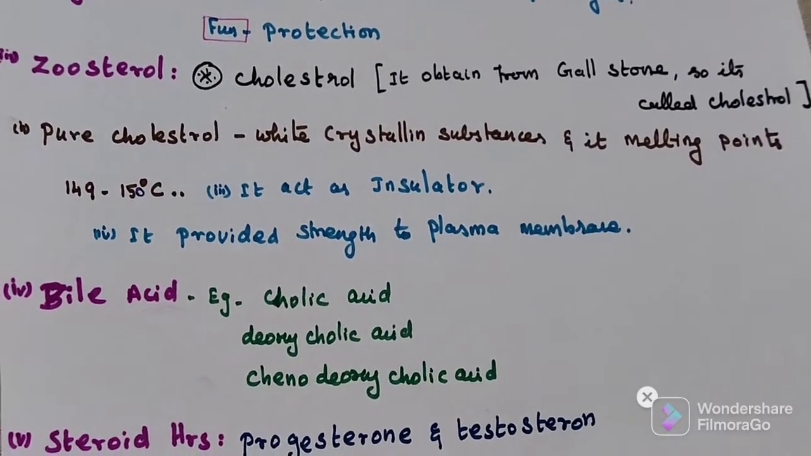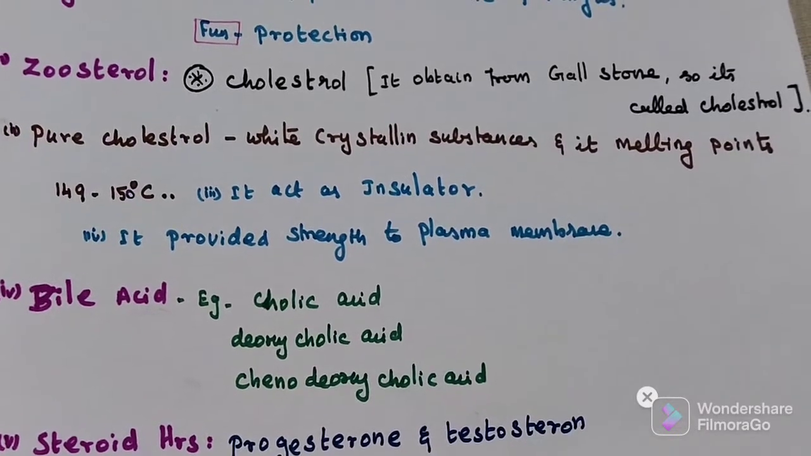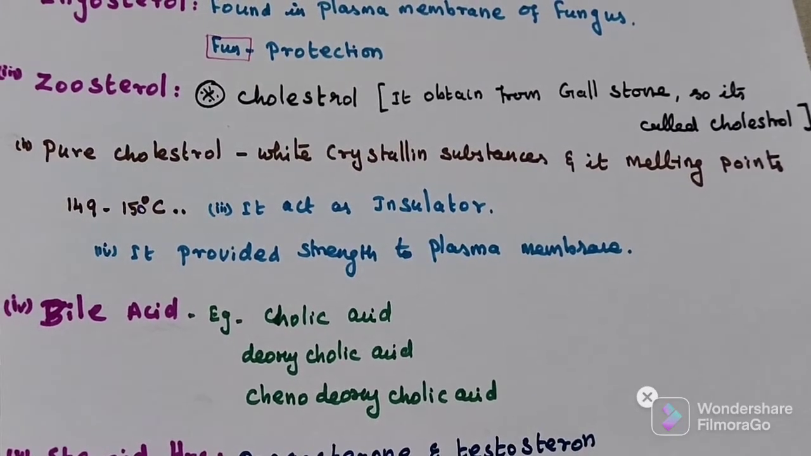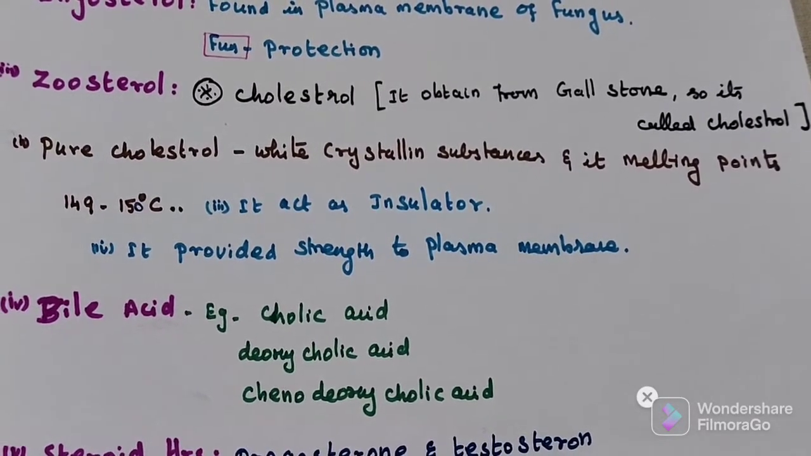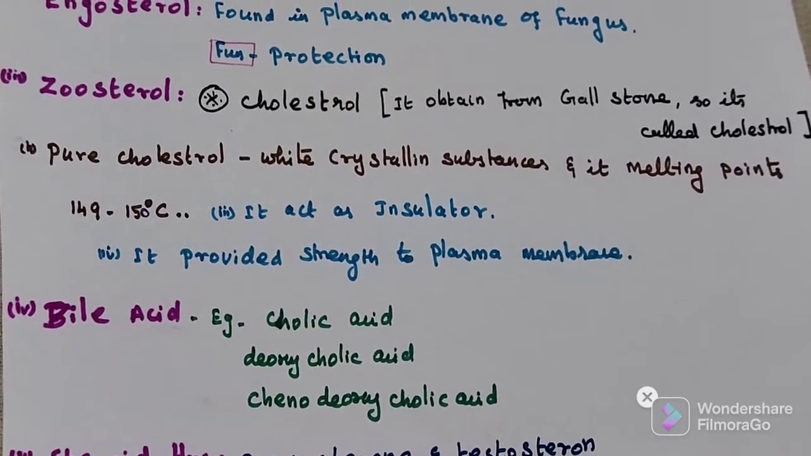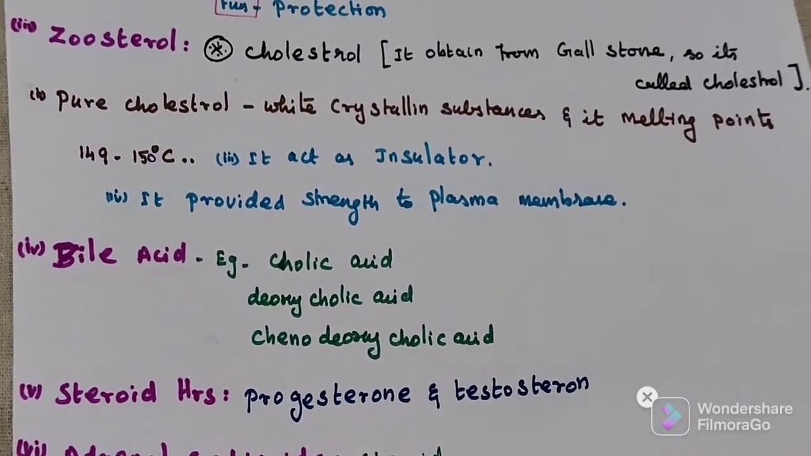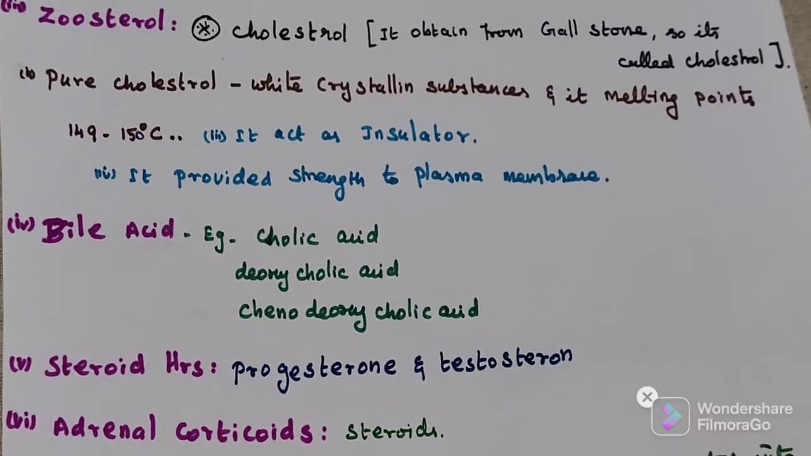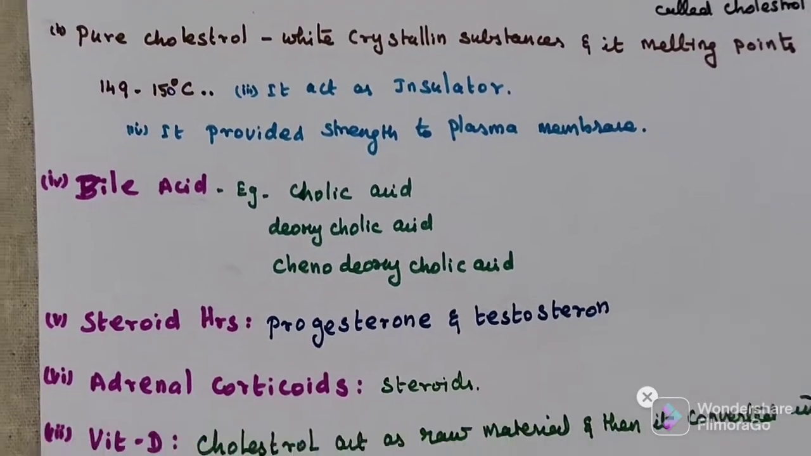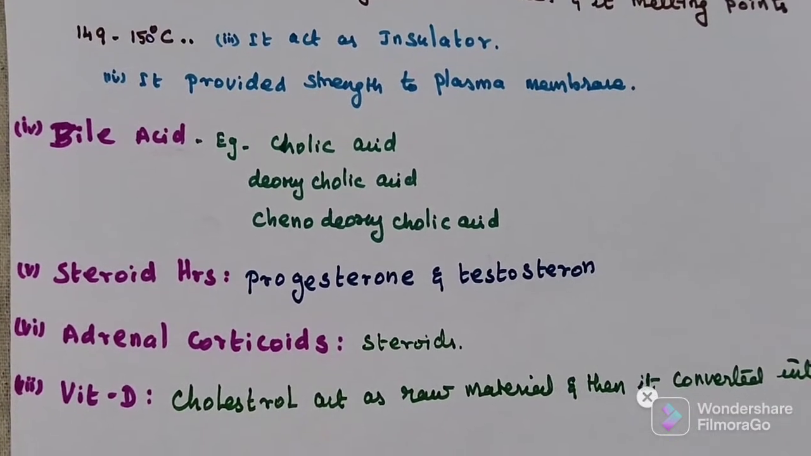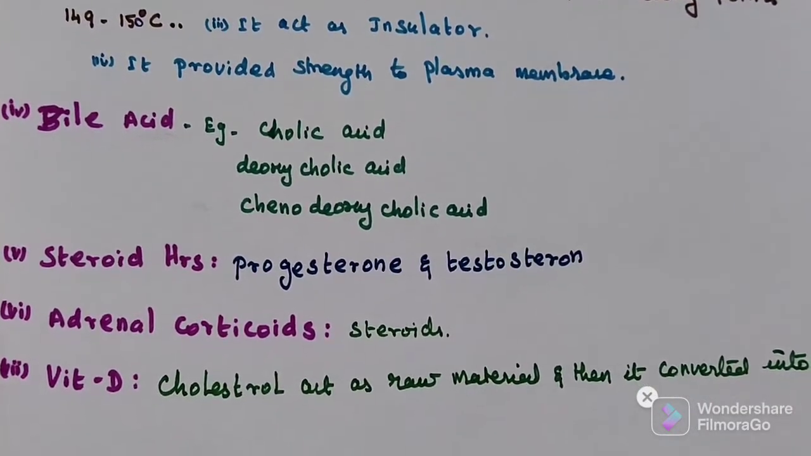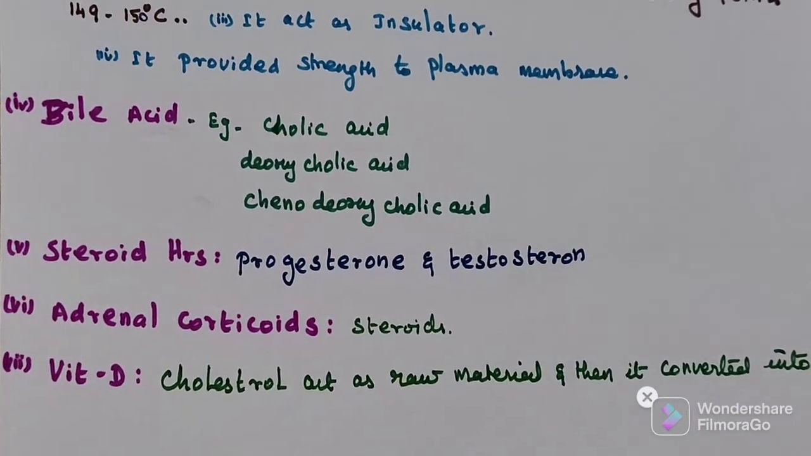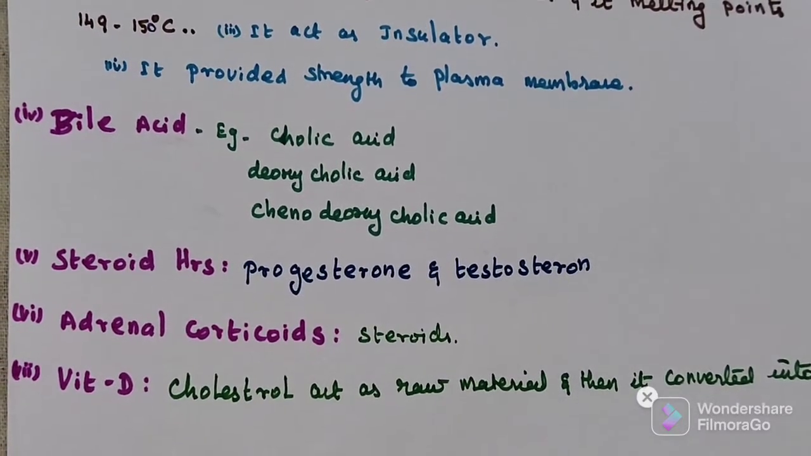Another sterol group is bile acids, for example cholic acid, deoxycholic acid, chenodeoxycholic acid. These are derivatives of sterol. Another category is steroid hormones, that is, sex hormones. One more category is adrenal corticoids. These corticoids are released from the adrenal cortex and are also in this category of steroids. And the final one is vitamin D.